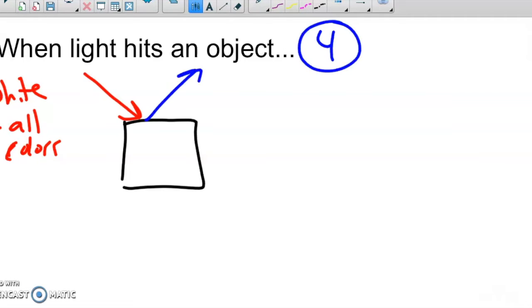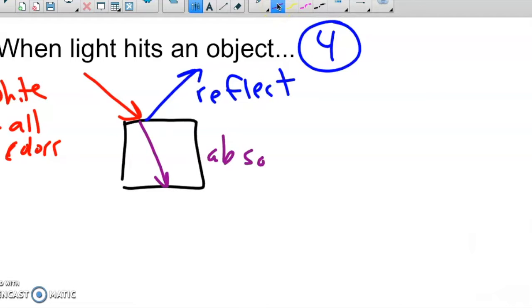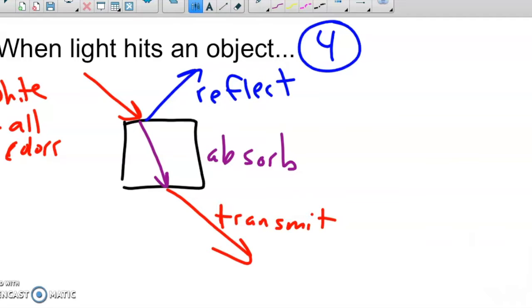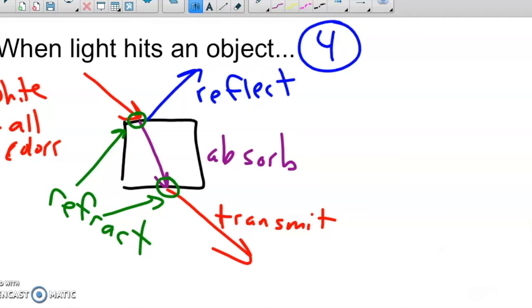It can bounce off, which is reflect. It can go into the material, which is absorb. It can come back out of the material on the other side, which is transmit. And right here, where it went into the material and back out again, the light bends, and that is refract. And it's the refract that we're going to talk about for magnifying glasses.